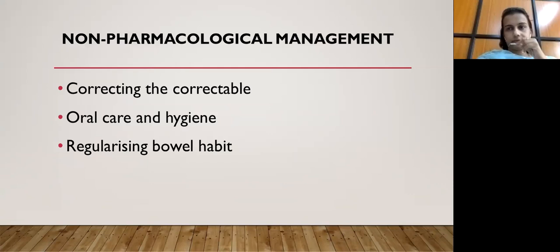So a few slides about non-pharmacological management. Again, correcting the correctable. Pay attention to oral care and hygiene. We must have seen patients with recurrent episodes of vomiting. They'll have a coated tongue and a foul smelling mouth. So pay attention to that, as it can itself worsen the symptoms. They can even have oral thrush. So when we deal with the management, we have to pay attention to oral care as well as proper hygiene, and also look at the bowel habit and regularize it.